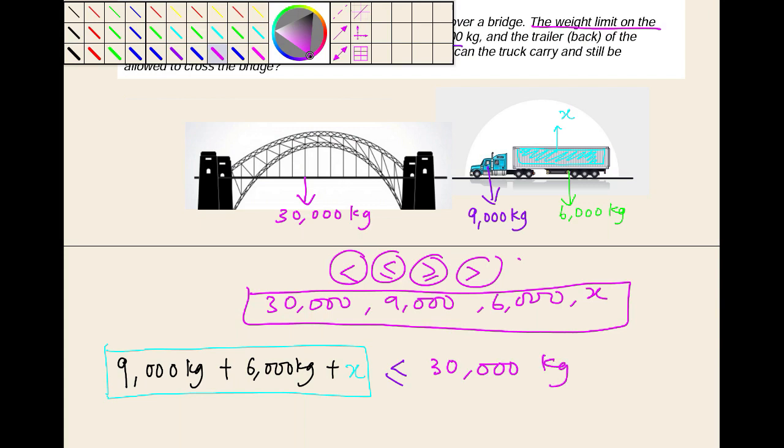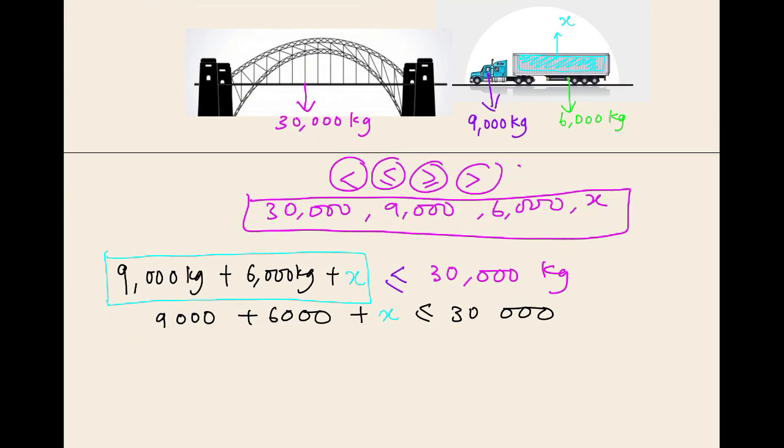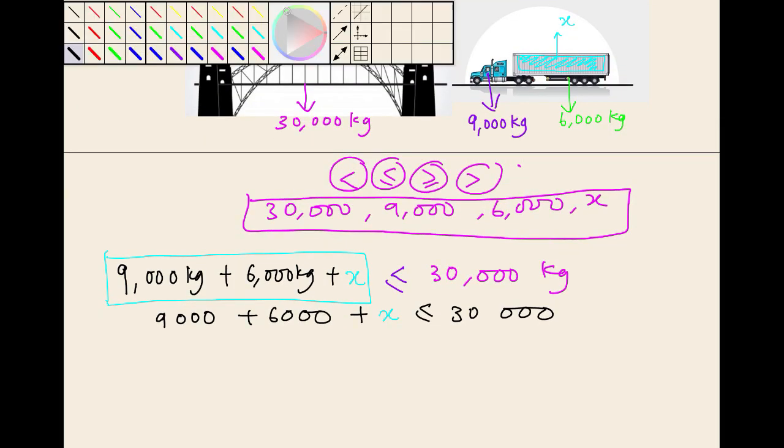So now you can write this in a form where you get rid of all the kilograms. You can write down 9,000 plus 6,000 plus X is less than or equal to 30,000. So if we solve for X, 9,000 plus 6,000, you get 15,000 plus X is less than or equal to 30,000.